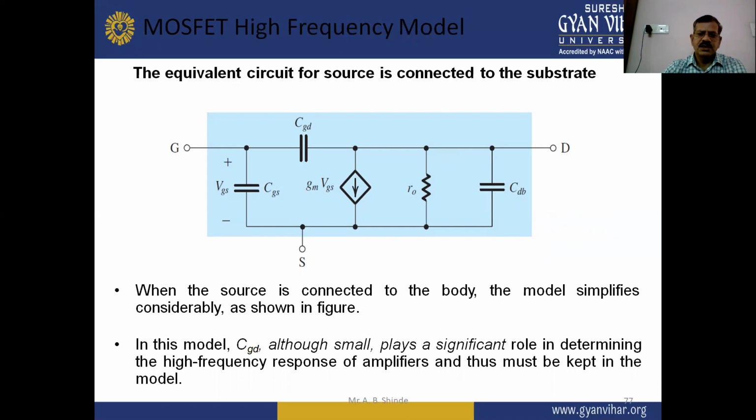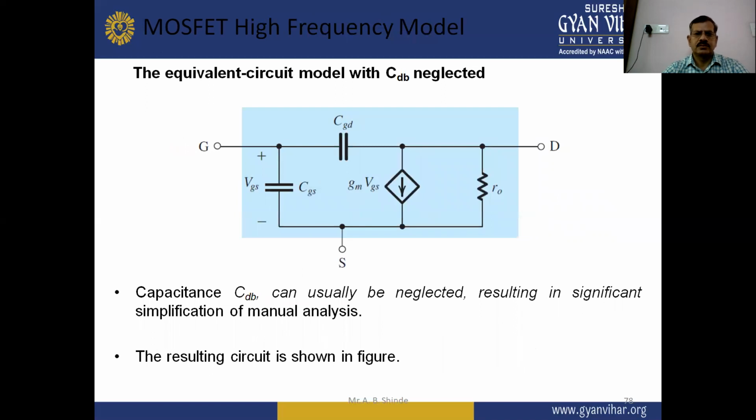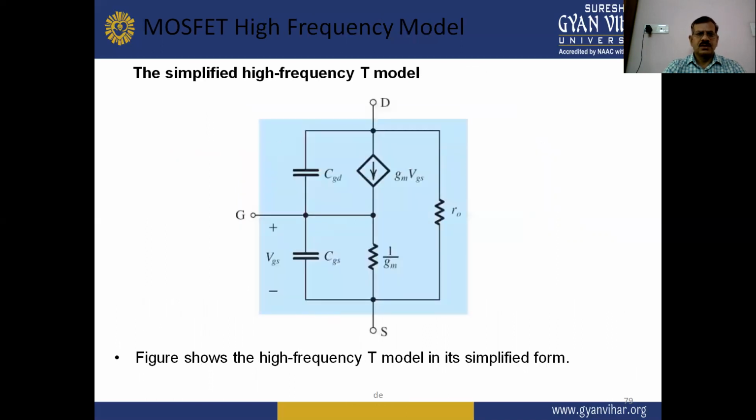In this model, CGD, although small, plays a significant role in determining the high frequency response of the amplifier and thus must be kept in the model. In this equivalent circuit model, capacitance CDB can usually be neglected, resulting in significant simplification of manual analysis. The resulting circuit is shown in this figure. So this is the simplified high frequency T model.